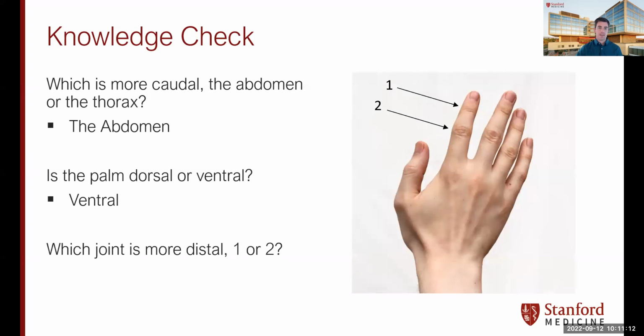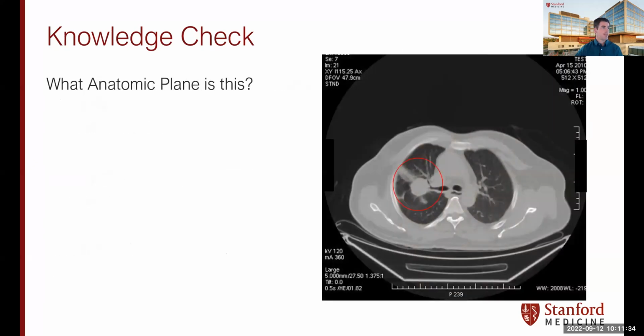And then which joint is more distal, 1 or 2? Yeah, exactly. Distal is further from the origin, and so digit 1 is more distal. All right. Now let's look at this CT scan. Which anatomic plane is this looking at? Perfect. Yeah, so this is the transverse or axial plane.